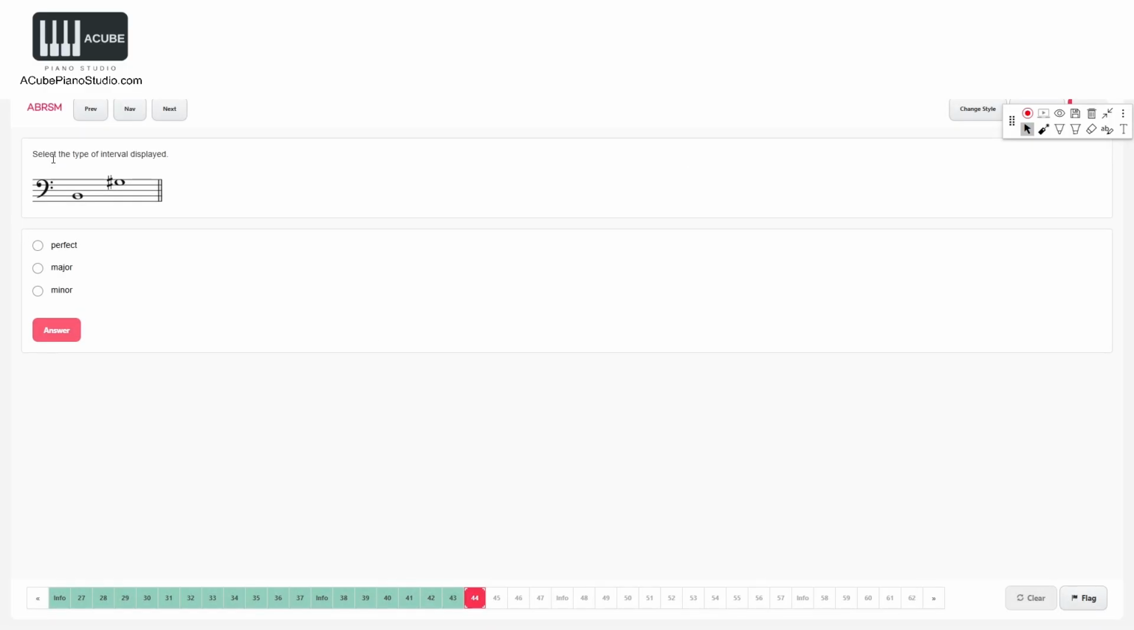Okay, next, let's take a look. Select the type of interval displayed. So this is B to G, B, C, D, E, F, G. So it's a 6th apart. So if you have a 6th, you'll definitely not have perfect because perfect is only for 4th, 5th, and 8th. Okay, so it's either major or minor. So let's draw out the piano again.